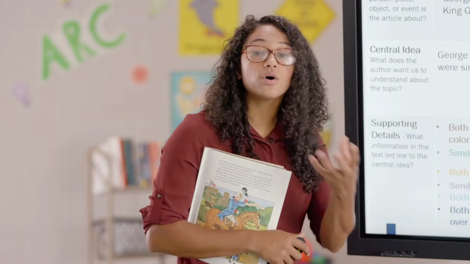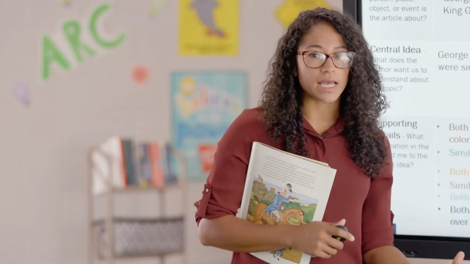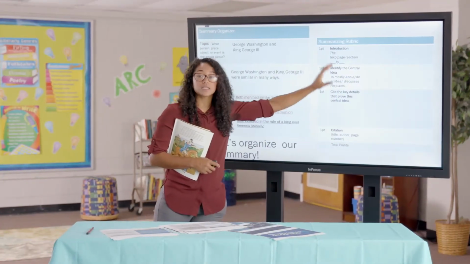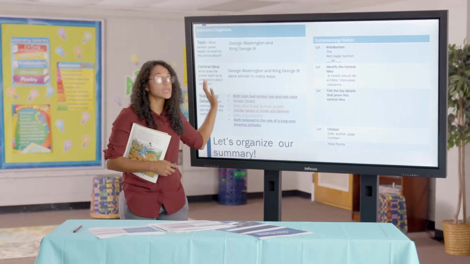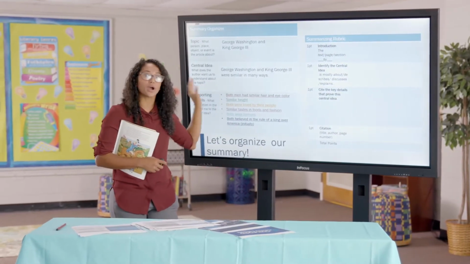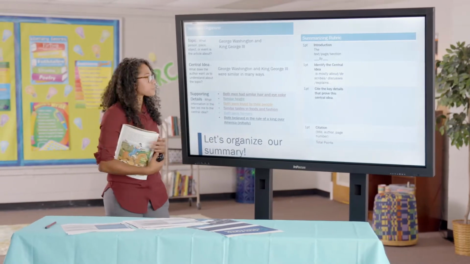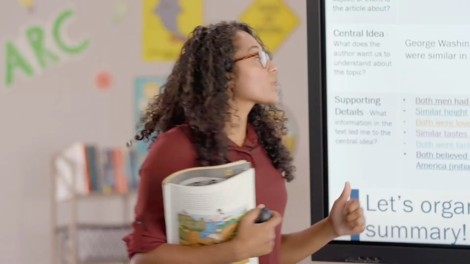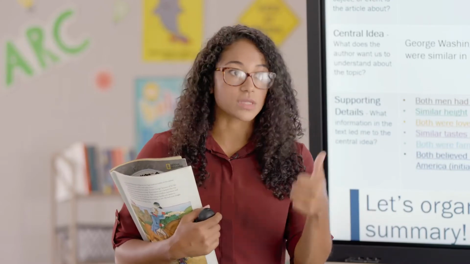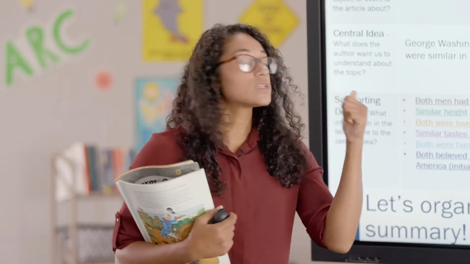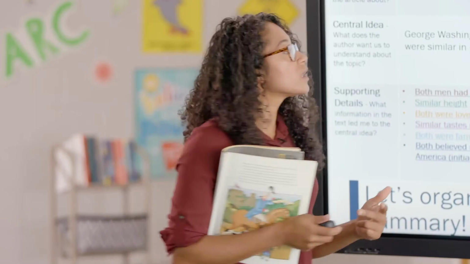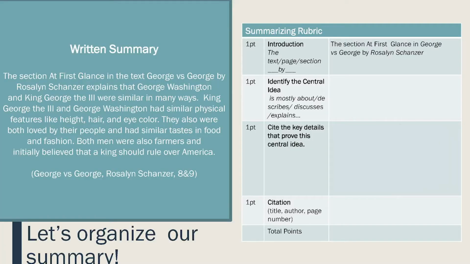So now that I've pulled all my information, let's organize it into a summary. All I'm going to do is use the sentence starters from this rubric, and I'm going to insert the information that I already found. We already did most of the work at the beginning. So we're going to start with our introduction. We're going to put where we found this information: the section, the page number, the title of the book, and the author. So the section, At First Glance, that was the section in this book, George versus George by Rosalind Schanzer. That's our author.